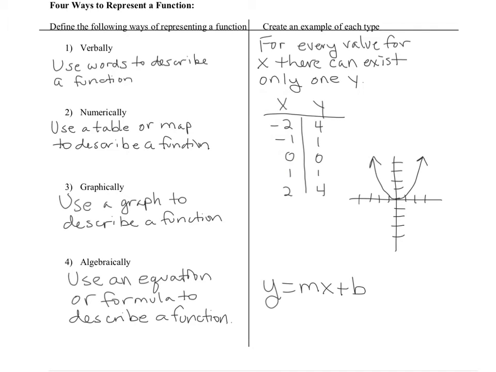All right, well, there are 4 ways we can represent a function. First of all, there's verbally, where we use words to describe a function. For example, for every value for x, there can exist only one y. Or we can represent the function numerically using a table or a map to describe a function. Here we have a table of a function. Every x has only one y.